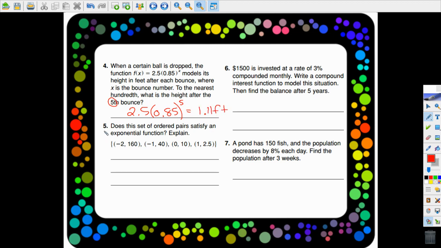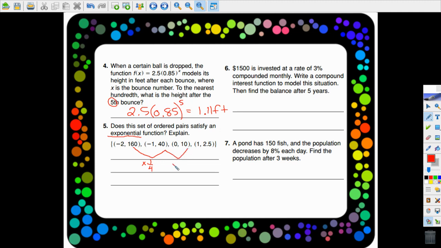For 5, is this exponential? So for exponential, we're looking for whether we're multiplying the y values by the same amount each time. And in this case, from 160 to 40, I'm multiplying by 0.25 or 1/4. Let's see if that continues to work.